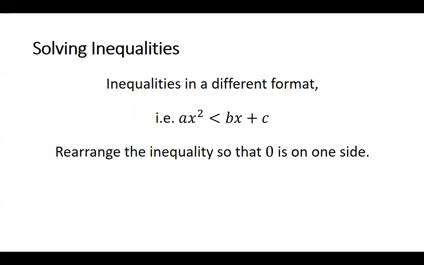So we just take that ax squared less than bx plus c and get everything onto one side so that it's an inequality with 0 on one side. Now with this, just remember when you multiply or divide by a negative value, that changes the direction of the inequality. But if you add or subtract a negative value, it does not change the direction of the inequality. Once we've rearranged the inequality, then we move forward and solve just like we did for our previous examples.